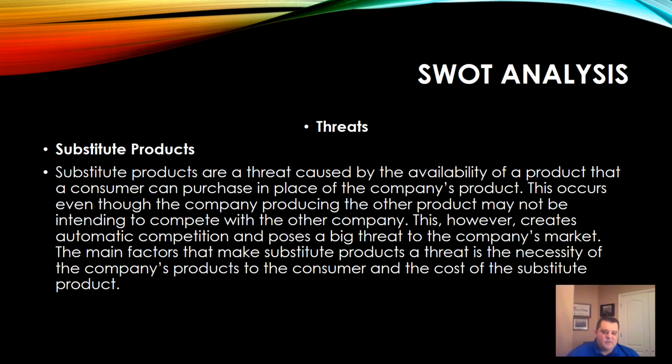The next thing I want to talk about in the SWOT analysis is threats, mostly substitute products. Substitute products are a threat caused by the availability of a product that a consumer can purchase and place in the company's product. This occurs even though the company producing the other product may not be intending to compete with the other company. This, however, creates automatic competition and poses a big threat to the company's market. The main factors that make substitute products a threat is the necessity of the company's products to the consumer and the cost of substitute products. Invitrogen in the medical field has a ton of competitors, so substitute products is a big threat to their business.